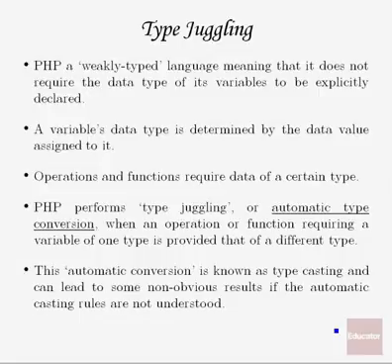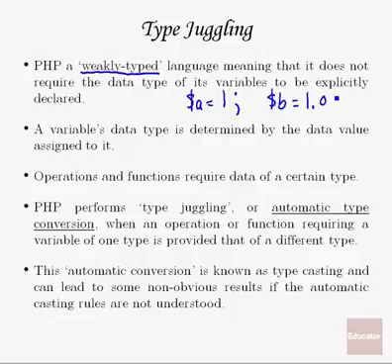Well, PHP is known as a weakly typed language. What that means is that when you declare a variable in PHP, you don't have to give it an explicit type. So when we do a equals 1, we're not saying to PHP that a is an integer variable. PHP determines the variable's type from its context. So if we assign it an integer, it's going to be an integer variable. If we assign a floating point number to b, PHP knows that b is a floating point number.